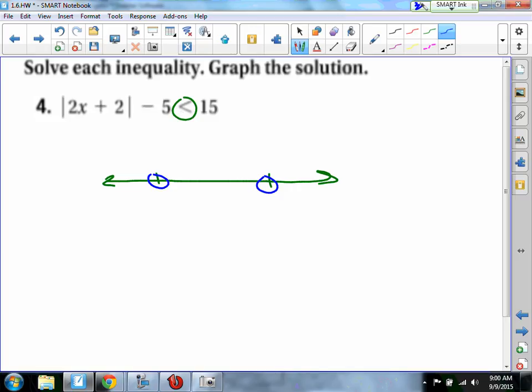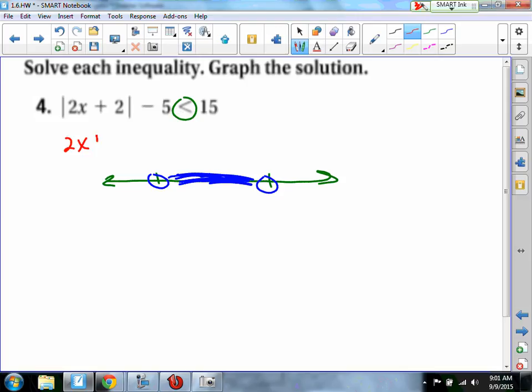What do we think? Between or beyond? I'm hearing beyond. I should be hearing between. We're going to be shading between these. Okay? So I'll be setting up 2 inequalities in a minute.